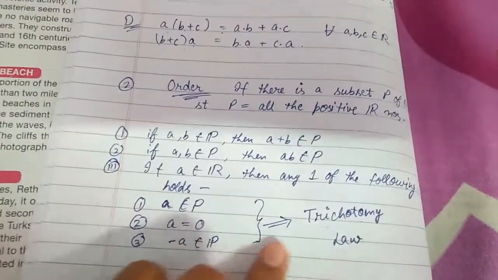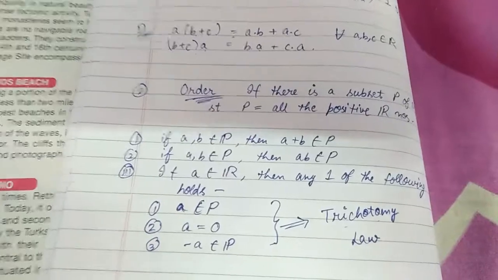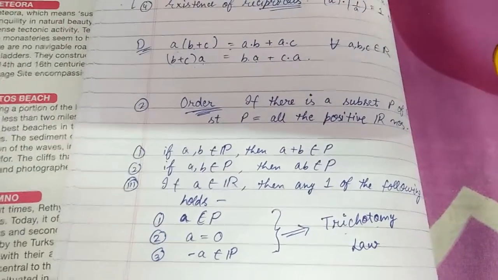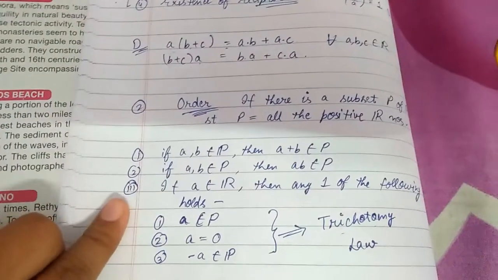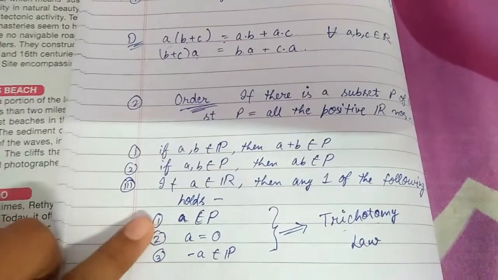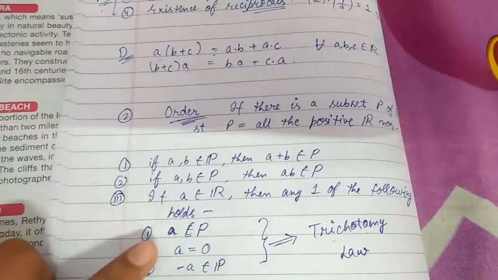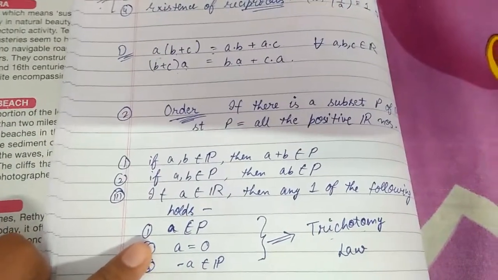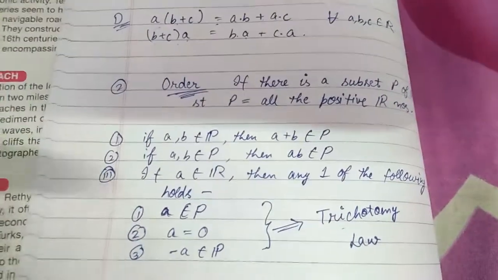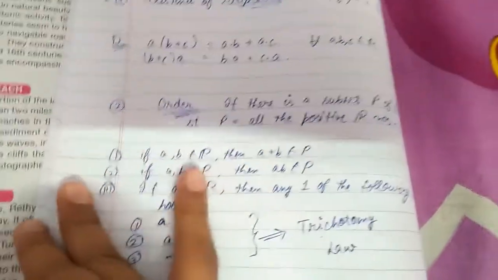The students who have actually studied real analysis know about this trichotomy law, and this trichotomy law is nothing else but this thing, the third point, where it states that a number can either be positive or negative or zero. If the number is in real numbers, it can neither be any two of these. So this is the law of trichotomy.